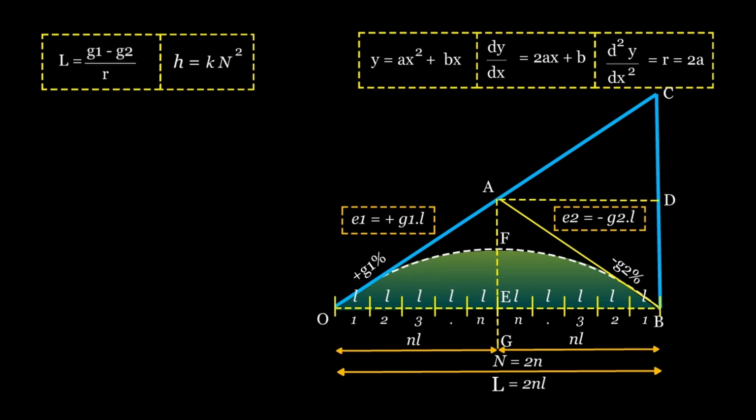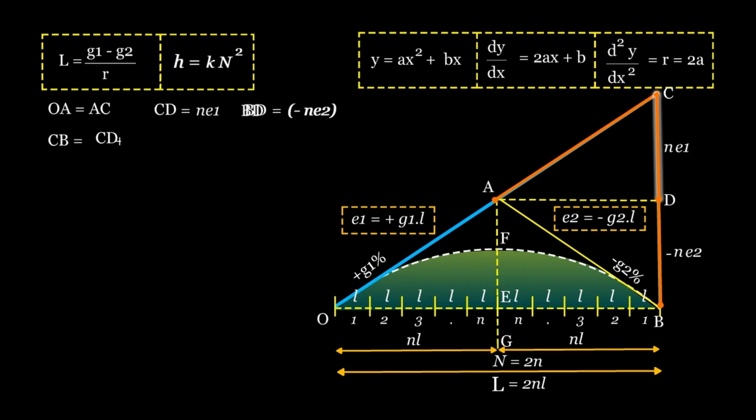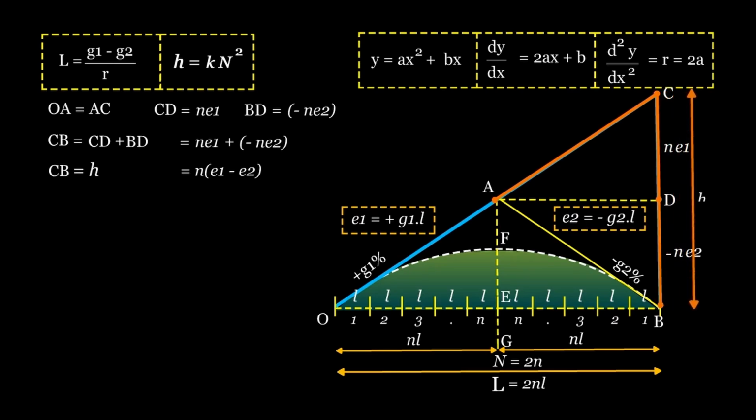Now let us do some algebraic calculation. That is, OA equals AC, and CD equals n into e1, that is ne1. And BD equals minus n into e2, that is minus ne2. Now CB equals CD plus DB, that is ne1 plus minus ne2, that is n into (e1 minus e2). Here, at the end of the curve, CB equals H.